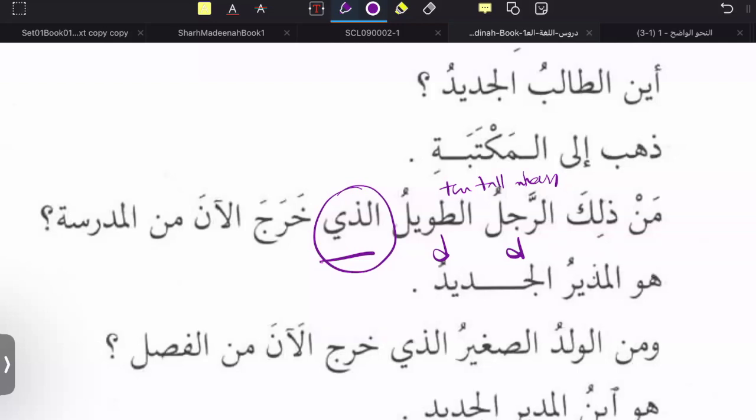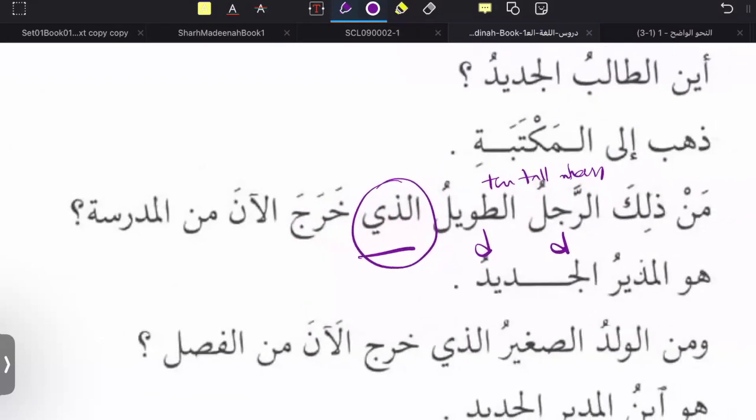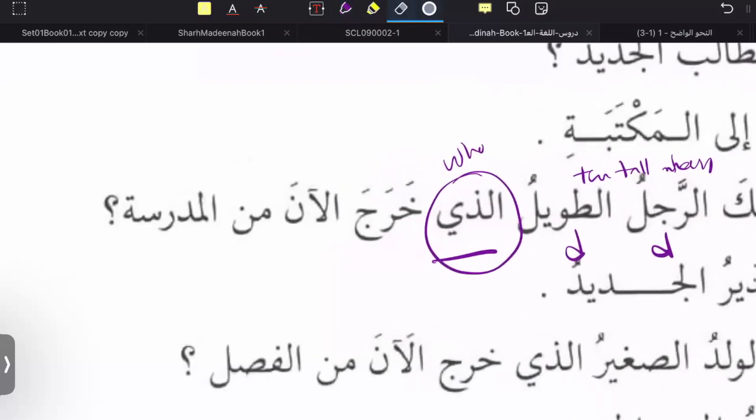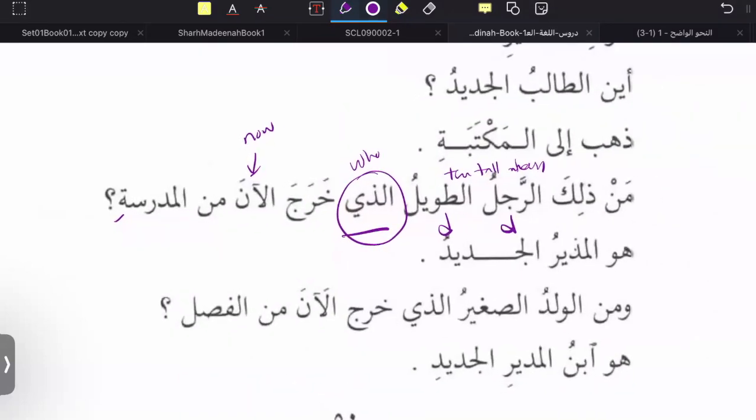So you want to say الذي خرج الآن من المدرسة. So الذي is who or whom, I don't know. خرج الآن. What does الآن mean? Now, yes, الآن is now. Now, min al madrasa, from the school. So, translation: who is that tall man who left from the school now?